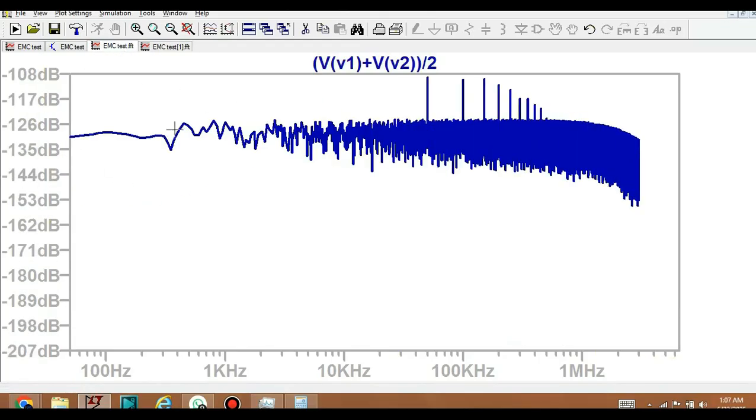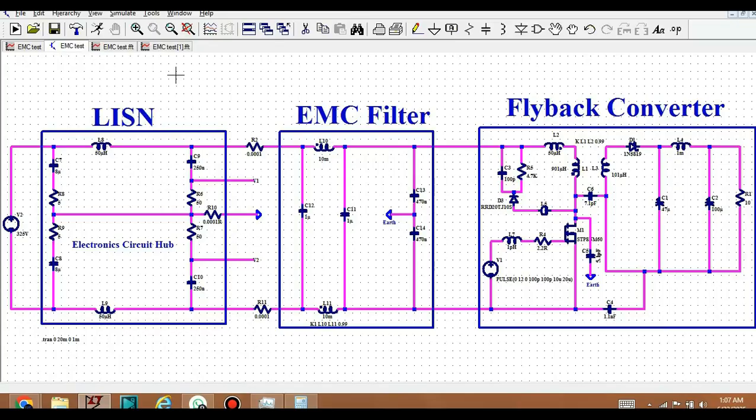This is how you simulate the conducted emission noise coming out of your flyback converter by using the LISN, and by using the attenuation or filtering components, that is, the EMC filtering components. So hope you understood it.